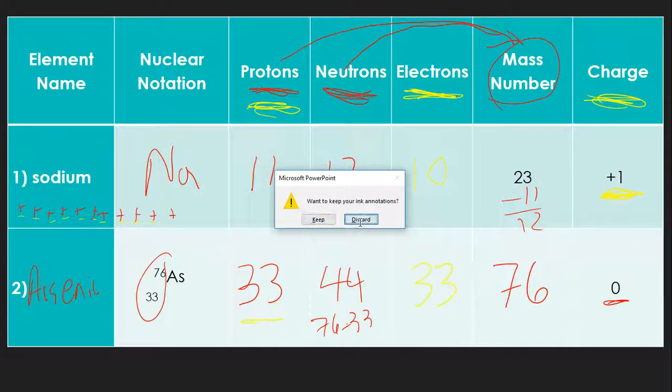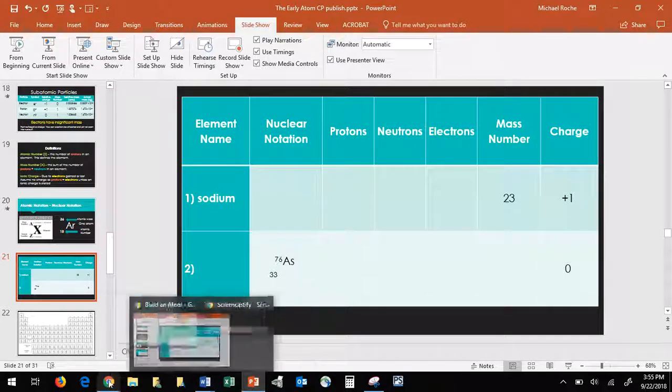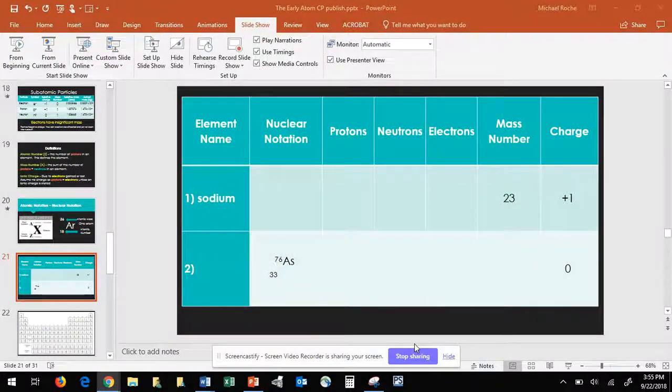We are going to discard all that, and I will now make a video for you if you want to know about isotopes.